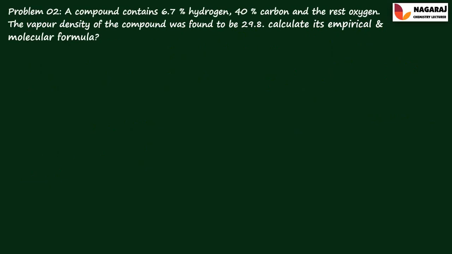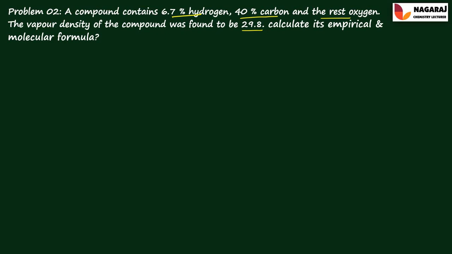And next, second problem: a compound contains 6.7% hydrogen and 40% carbon and the rest is oxygen. So we have to calculate the percentage of oxygen. And here they have mentioned the vapor density of the compound. So the vapor density is 29.8. So we have to calculate the empirical formula and molecular formula.